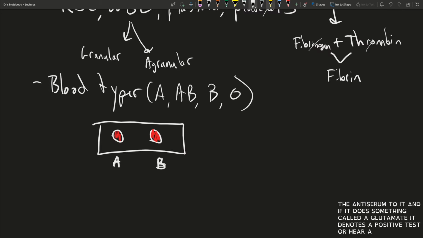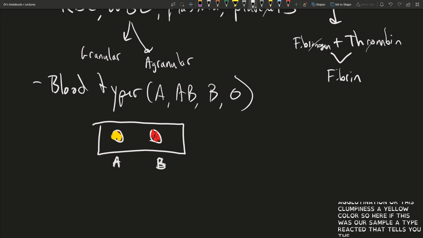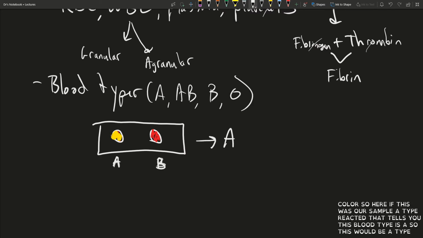So here I'll make agglutination, or this clumpiness, a yellow color. Here, if this was our sample, A type reacted, that tells you this blood type is A. So this would be A type blood. If neither of them reacted, that would be O type blood. If both reacted, that'd be AB. And if one reacted, that'd be B.